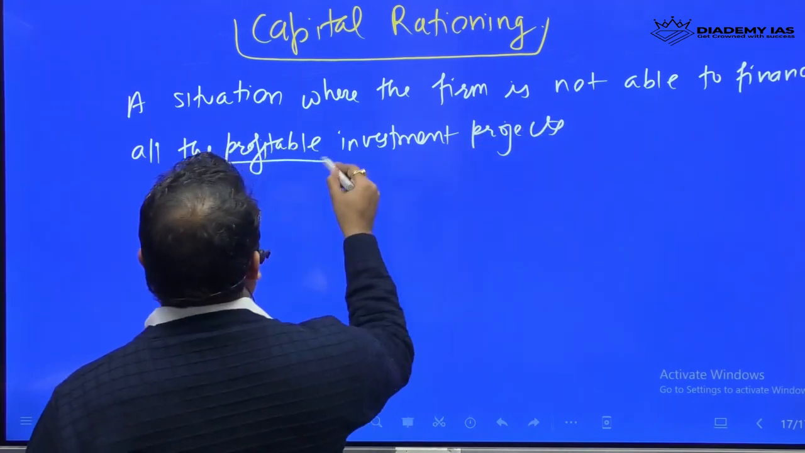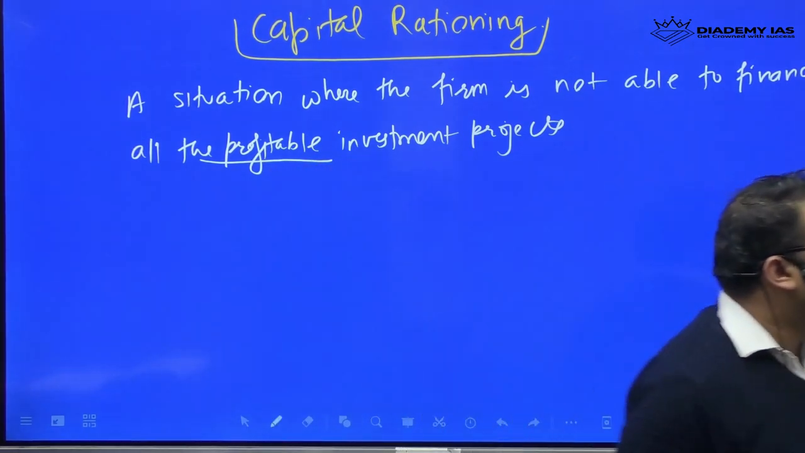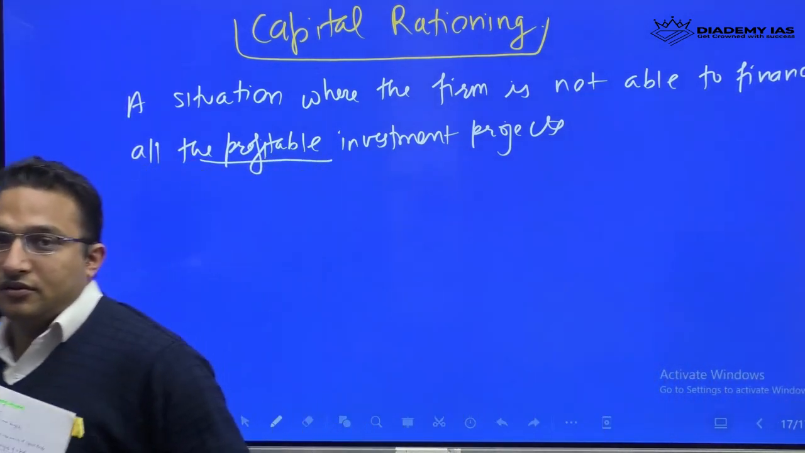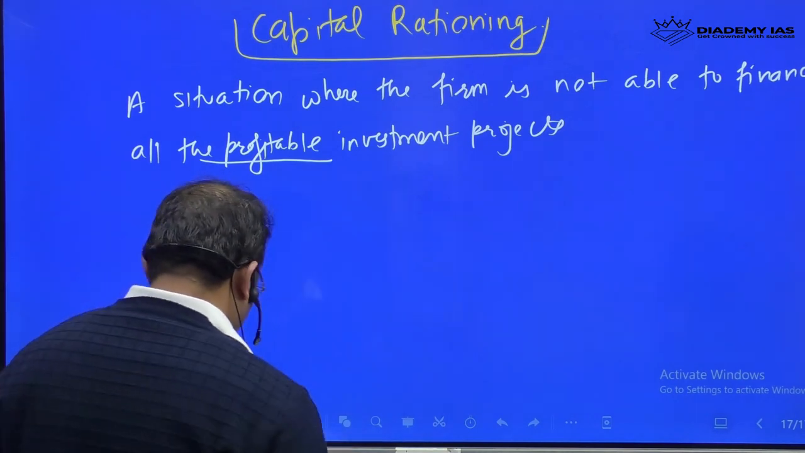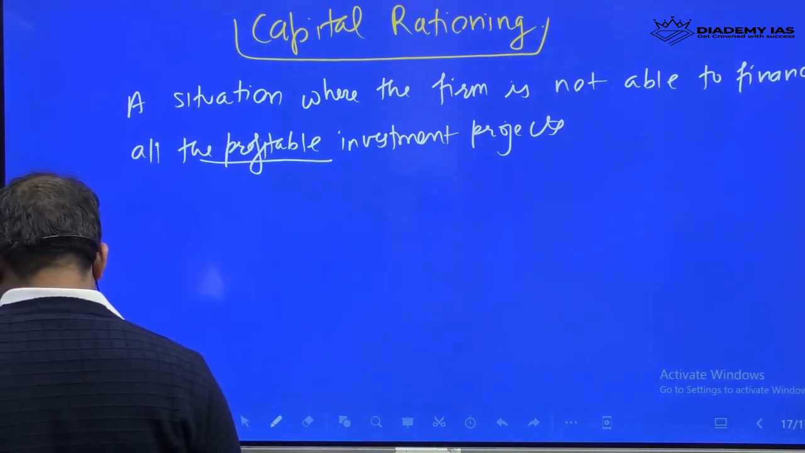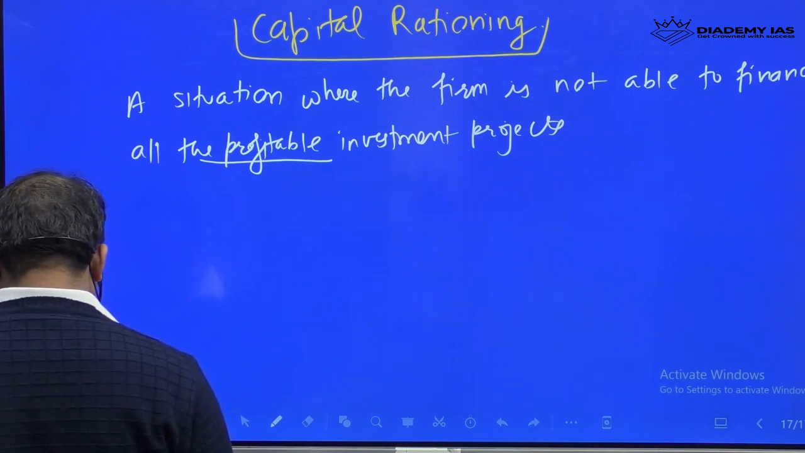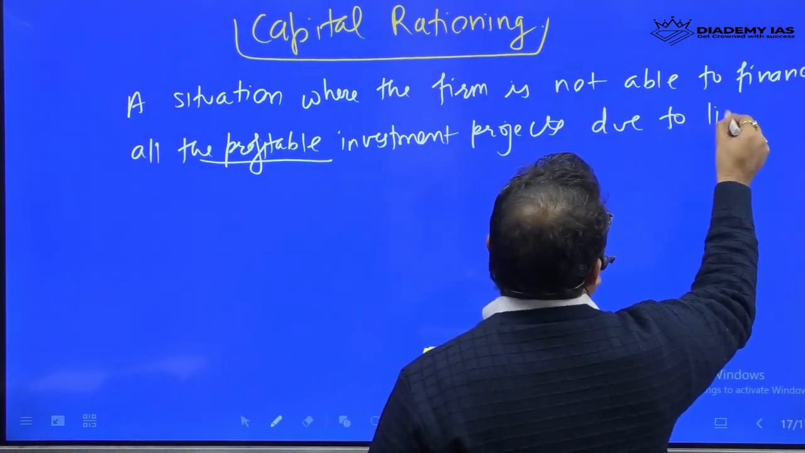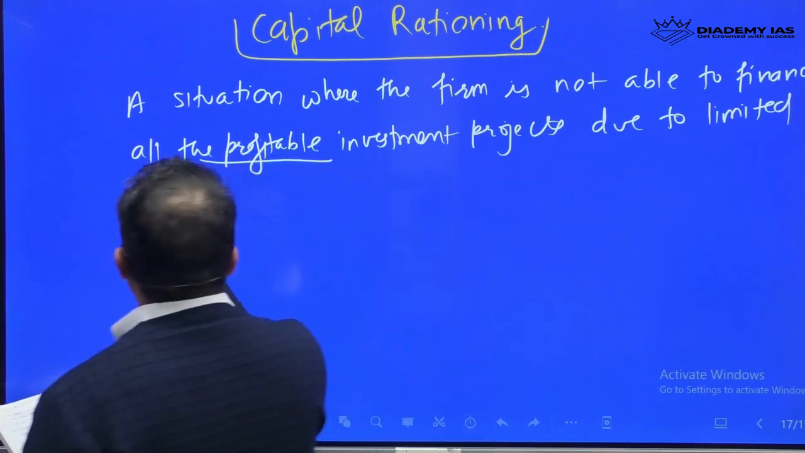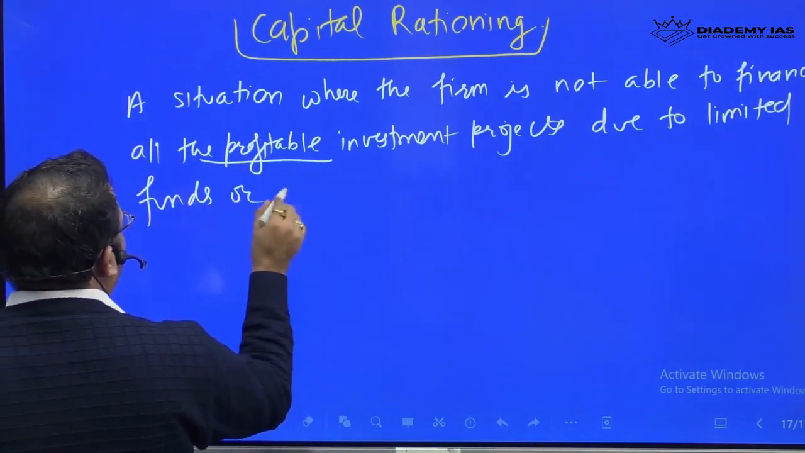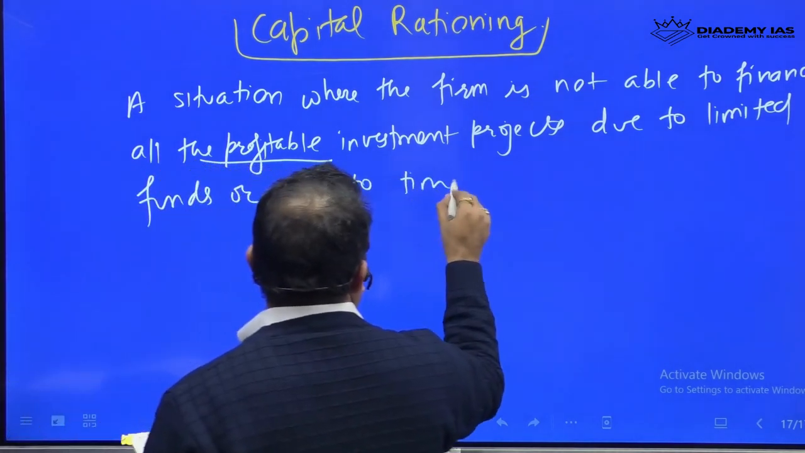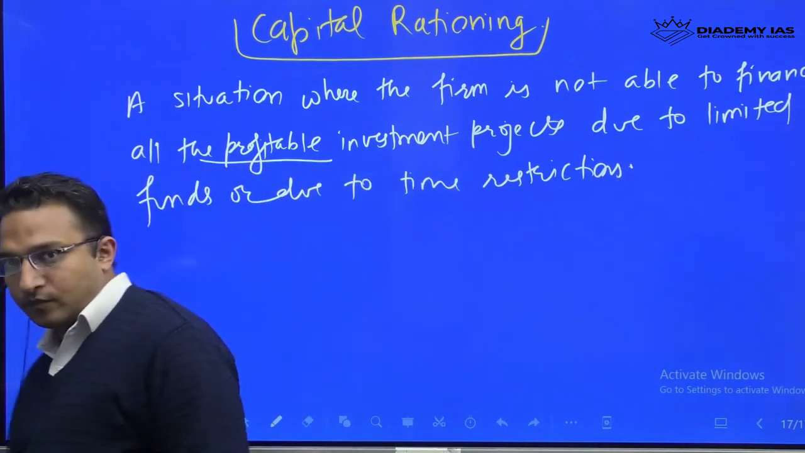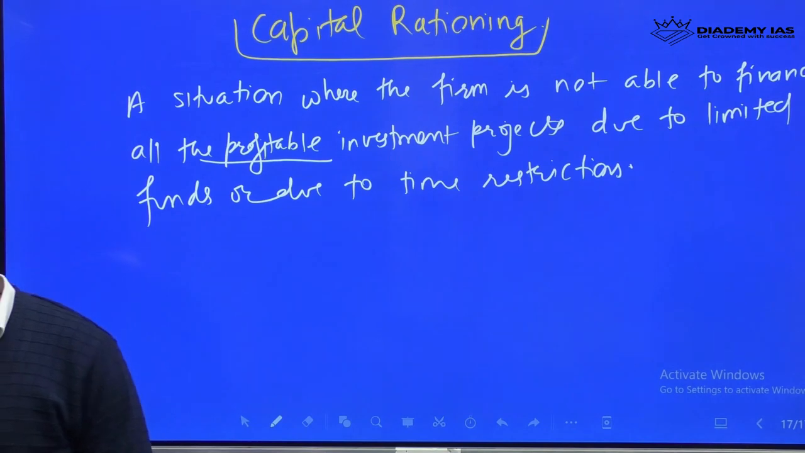That means there are multiple profitable projects. Multiple viable projects are there, right? Due to limited funds or due to time restrictions. So either it can be because we have less amount of money or we have less time. That also is possible.